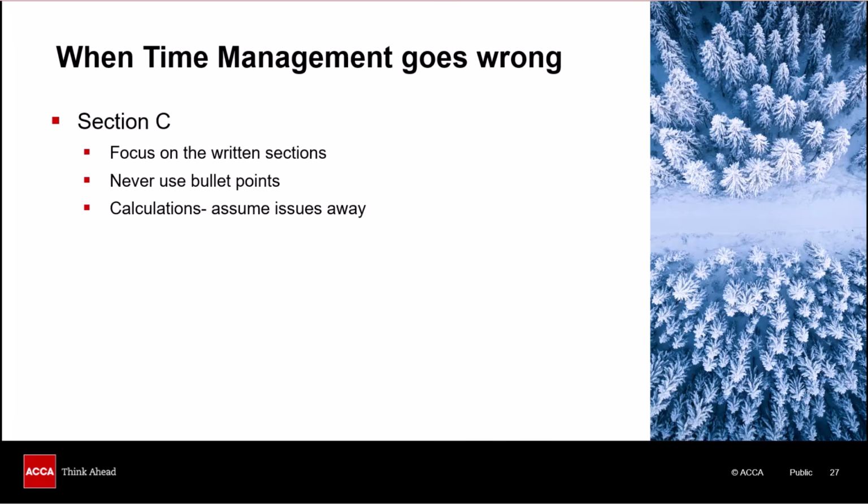But what you must remember never to do is to use bullet points. Bullet points do not receive marks. They need to be full sentences and explained. So there's no point in writing down bullet points. You are better off constructing a full sentence, taking the time to get that 1 mark. After you've tackled those written sections, then go to the calculations, and you'll need to assume issues away for things you can't do or you think are going to take time. Let me show you some examples.